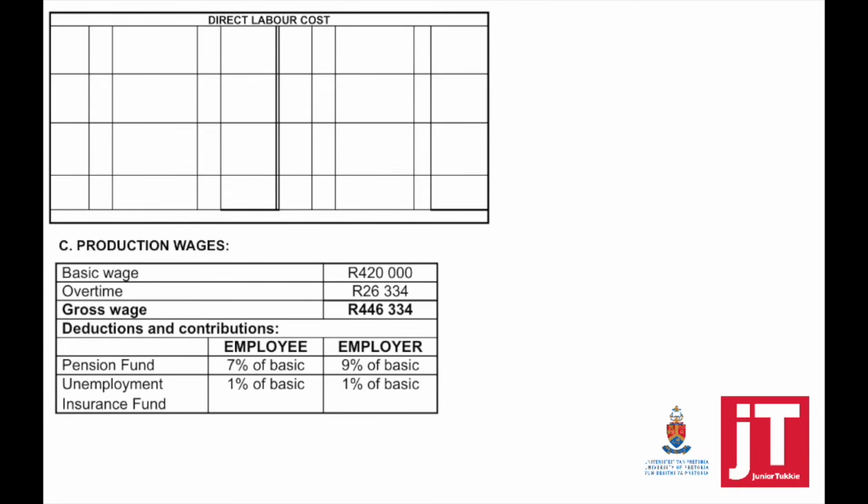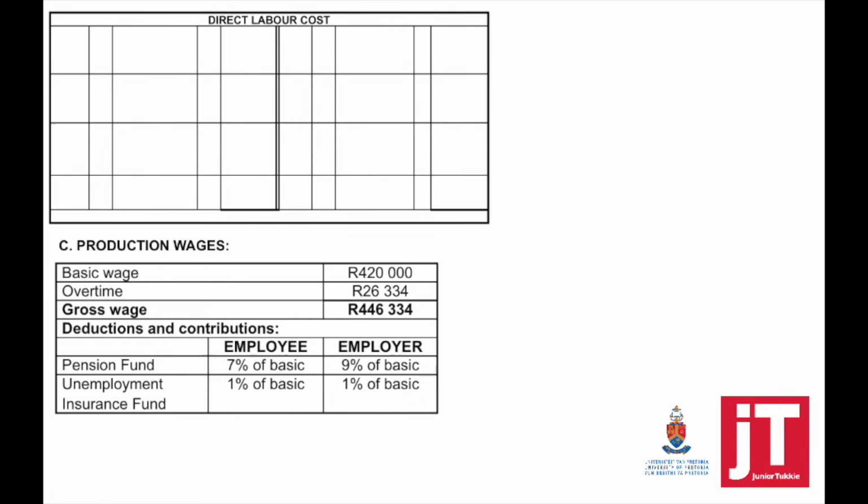So when we're looking at direct labor cost, and the same as with my indirect labor cost, we need to look at the gross salary or the gross wage plus the contributions. So if I look at what has been given to me, they've provided me the basic wage plus the overtime equals the gross wage. Then the deductions, 7% towards the pension fund is deducted from the employee's salary and 1% towards the UIF. The employer contributes 9% towards the pension fund and 1% towards the unemployment insurance fund.